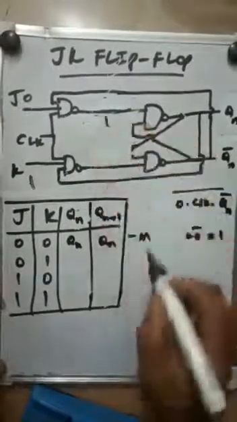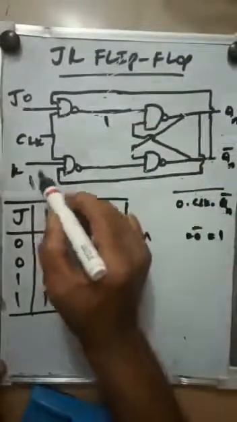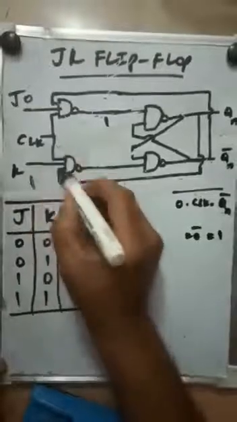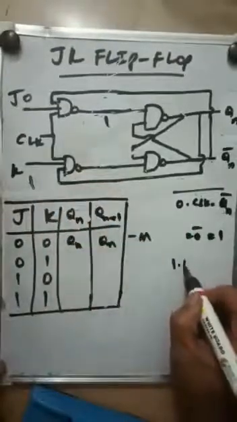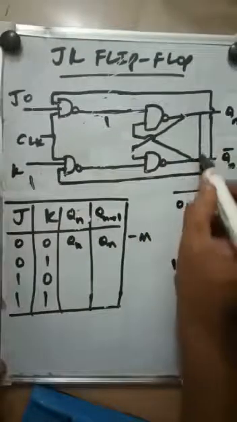So this becomes 1. Similarly, coming to the other gate, QN and this is 1, with 1, 1 and QN. This is QN, and this QN is connected.